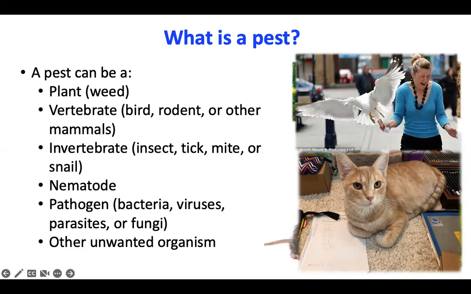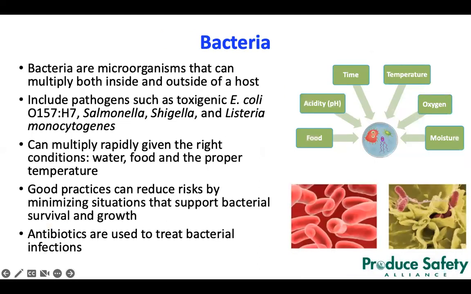In this lecture, we're mainly focusing on microorganism pests or pathogens. That includes bacteria, viruses, parasites, or fungi. Bacteria are microorganisms made of a single cell. They are very diverse, have a variety of shapes and features, and have the ability to live in just about any environment, including in and on your body. Not all bacteria cause infections. Those that can cause infections are called pathogenic bacteria.